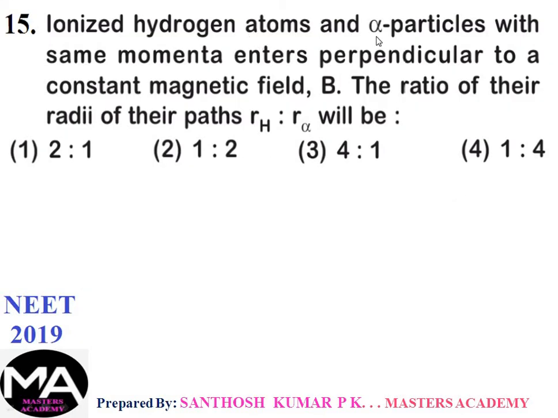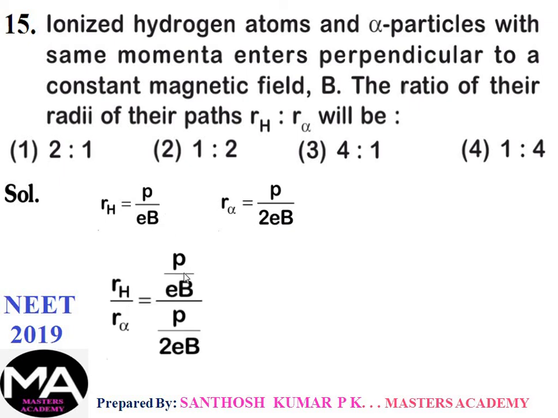Next problem. Ionized hydrogen atoms and alpha particles with same momenta enters perpendicular to a constant magnetic field B. The ratio of their radii of their paths RH is to R alpha will be. So, ionized hydrogen and alpha particle. Okay, it is from NEET 2019. Here, the radius of hydrogen is given by P divided by EB and the radius of alpha particle is P divided by 2E into B because alpha particle having the charge twice that of the hydrogen.